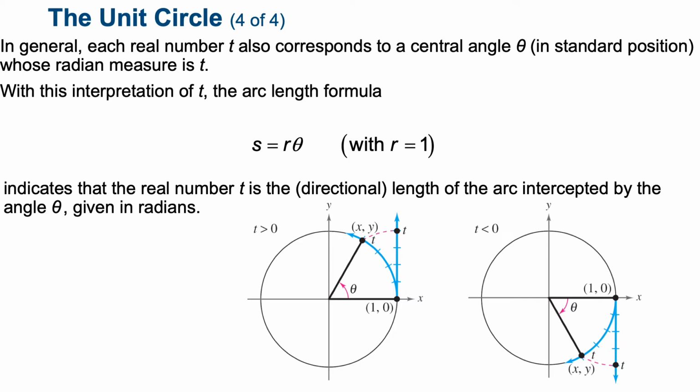Okay, so let's think about this. The arc length formula that we talked about before, s is equal to r times theta. Okay, so if r is 1, basically that real number t is the length of the arc that's intercepted by this angle, but it's given in radians. Okay, so it's like an arc length.